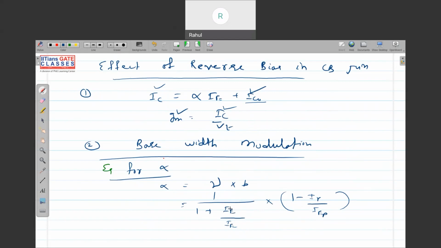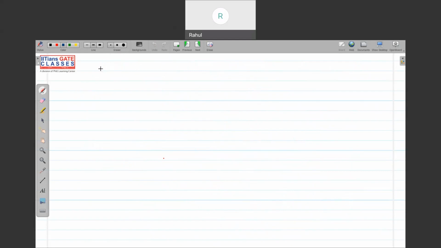IEN by IEP. So IEN is the current injected from base to emitter. IEP is the current injected from emitter to base. This is hole current, in a PNP. This is a hole current. This is an electron current. Okay. So now, what is IEN by IEP?